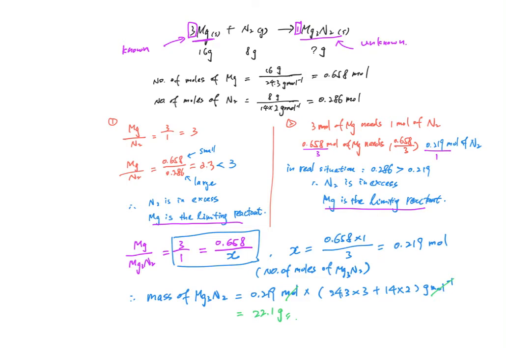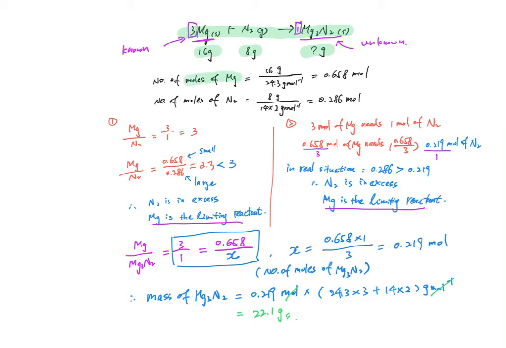Now we can solve the example in the whole picture. Let's see the following equation here. We just directly write down all the information from the question: 16 gram, 8 gram, and the unknown is magnesium nitride.